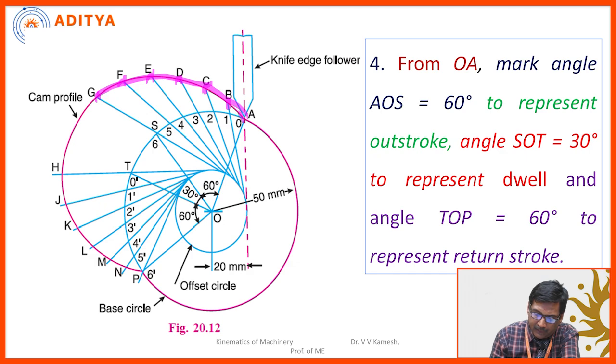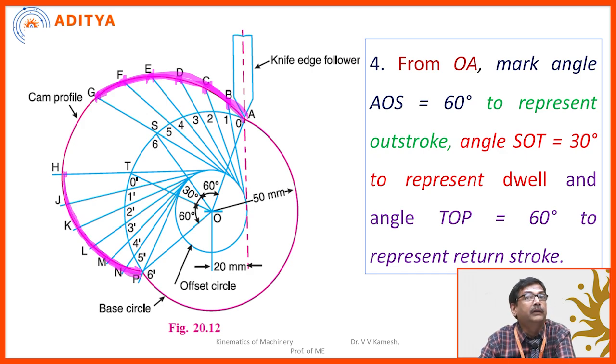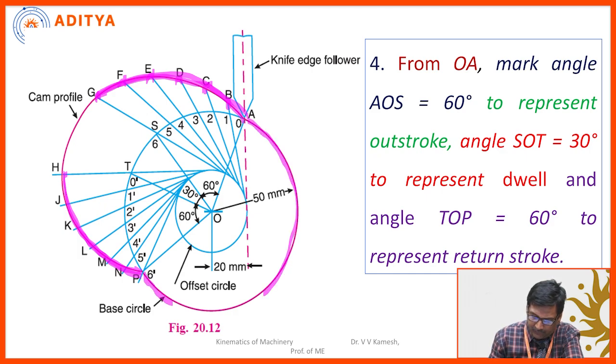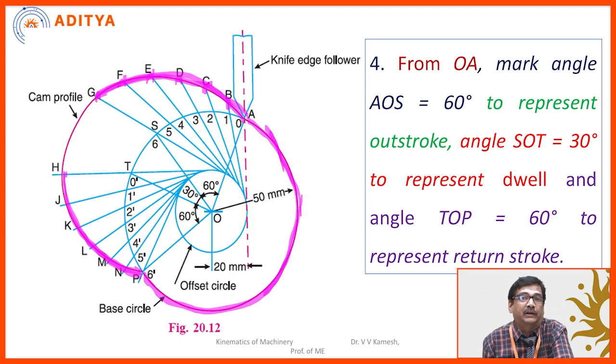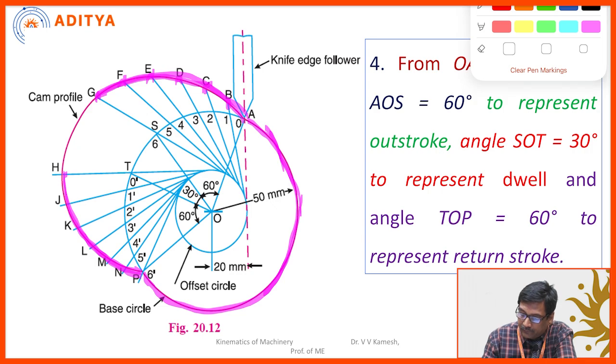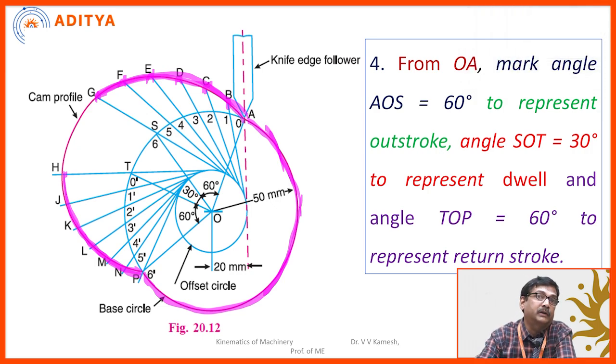Now this will be the cam profile for the rise, right? Next similarly, this will be the cam profile for the return, right? And the last thing is the dwell, it is a very smooth curve on the base circle itself, right? But now we are having some leftover part. What is that leftover part? Actually it is the dwell, right?